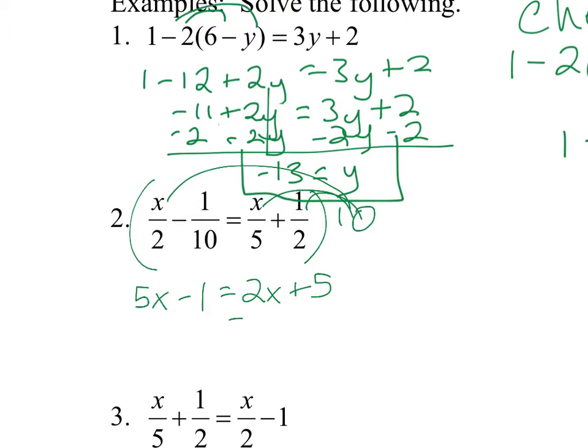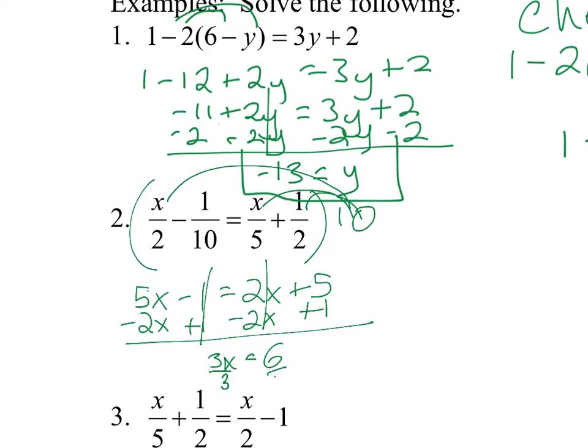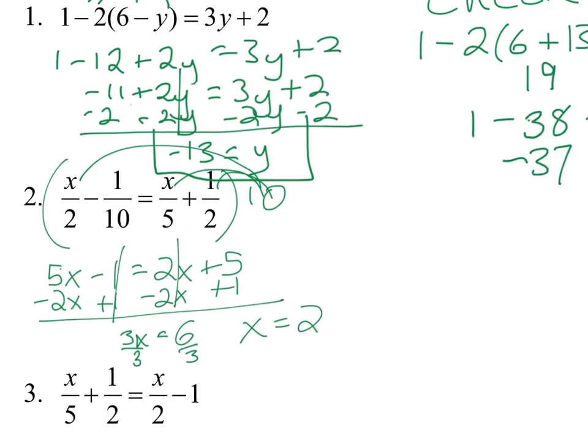All right, so now we're going to subtract the 2x. Move the 1. There we go. That goes away, that goes away. 5x minus 2x is 3x. 5 plus 1 is 6. Divide both sides by 3, x equals 2.